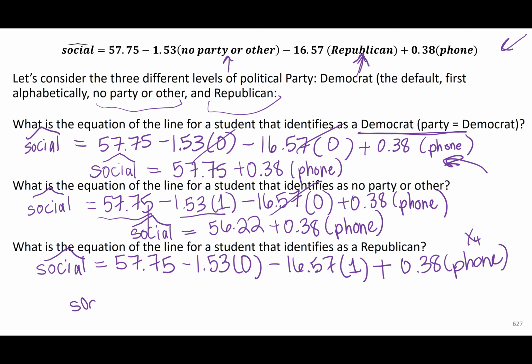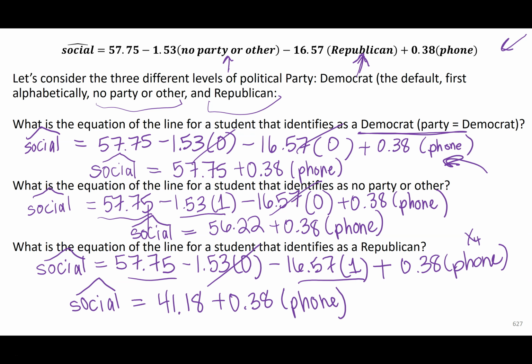So social hat, you can simplify here. You have these 2 like terms. So 57.75 minus the 16.57, that's going to be 41.18 plus 0.38 times phone. Effectively what this categorical variable does in this scenario is shift where the y-intercept is. It looks like there's a shift down in the line if the student is a Republican versus if they're either of the other 2 parties.